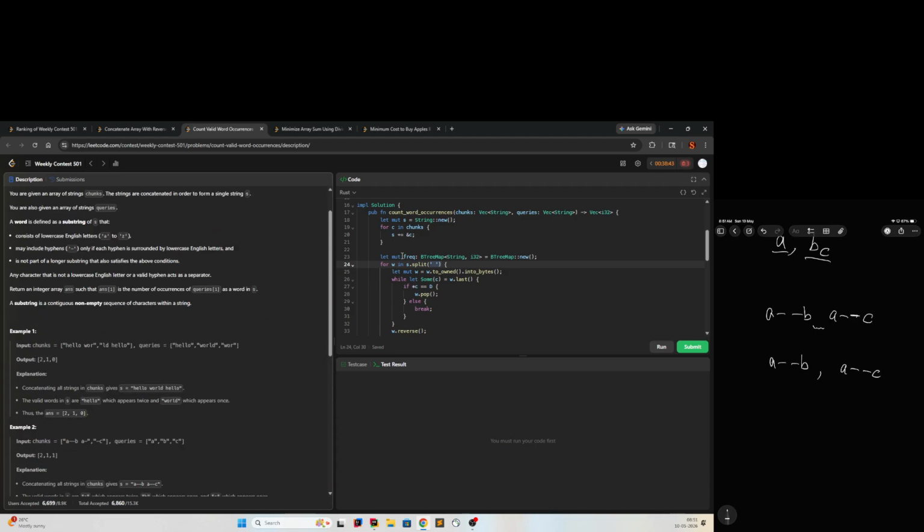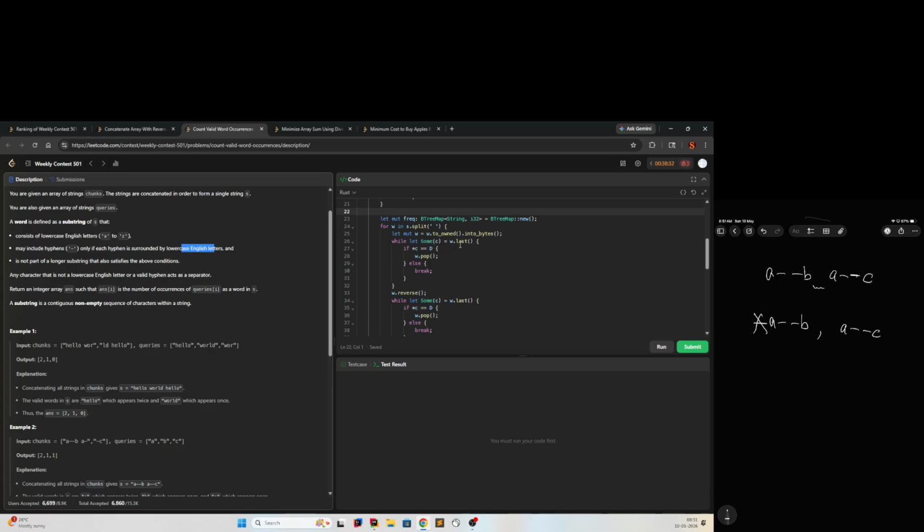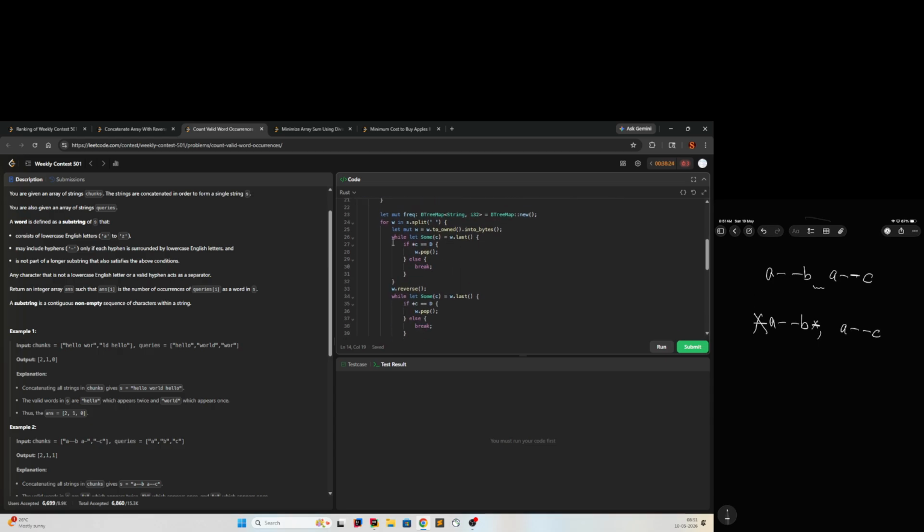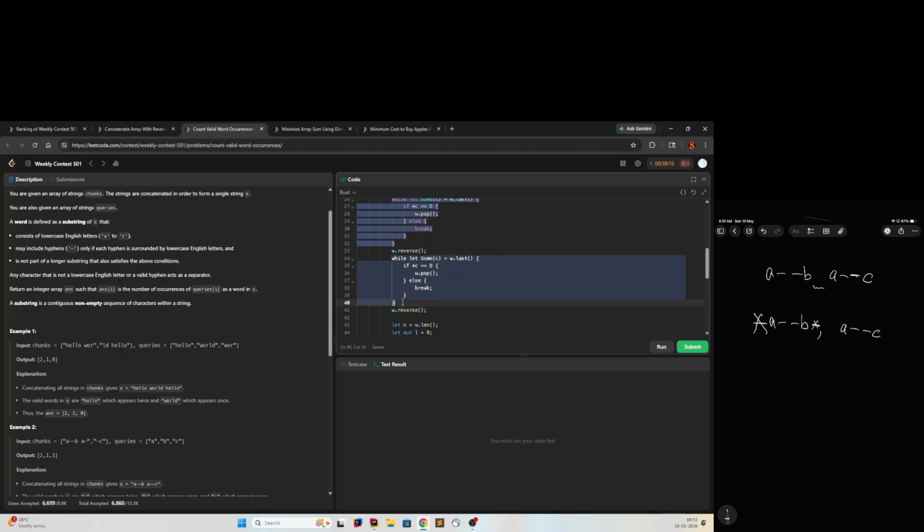Then, as it says that a hyphen has to be surrounded by English characters, if any hyphen was present at the ends, then we cannot consider it. So that's what I did first. From the first or last part, if the character was a dash, a hyphen, then I remove the character from both start and end points. So this will remove from the end point. For removing from the start, I reversed it and then removed it.